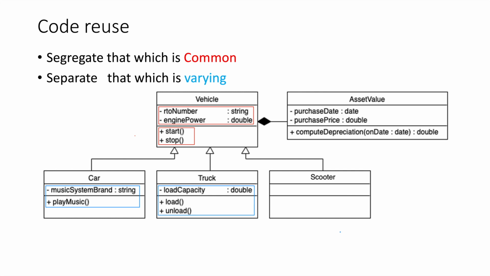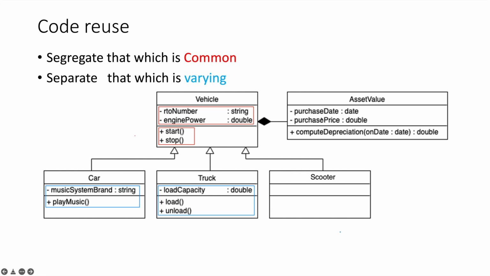It's true not only about the direct attributes and direct operations, but also indirect attributes like the relationships. For example, every vehicle has an asset value. For example, its purchase date, purchase price, and of course the operation called compute depreciation. Now it is applicable to scooter, truck and car as well. And that is where you will find all these three inherit this relationship from a base class called vehicle.